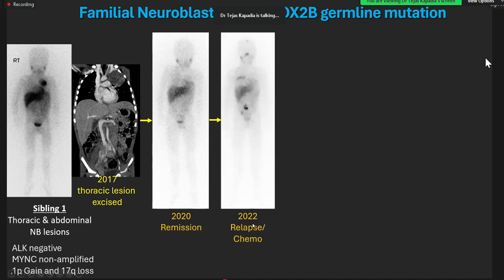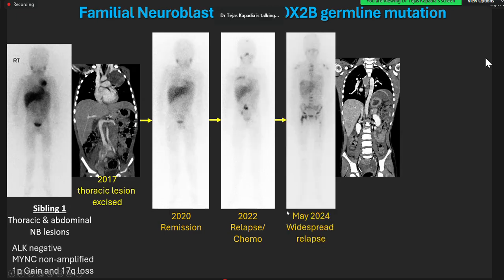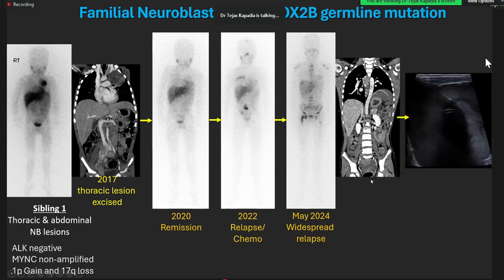But in 2022, they relapsed, and then you can see this large lesion involving the rib, and then a small lesion there as well. Unfortunately, in a couple of years, in spite of aggressive treatment, they progressed. There were multiple bone metastases. There were some soft tissue lesions coming up as well. And then they had further large recurrence, with significant ascites associated with the tumor progression.